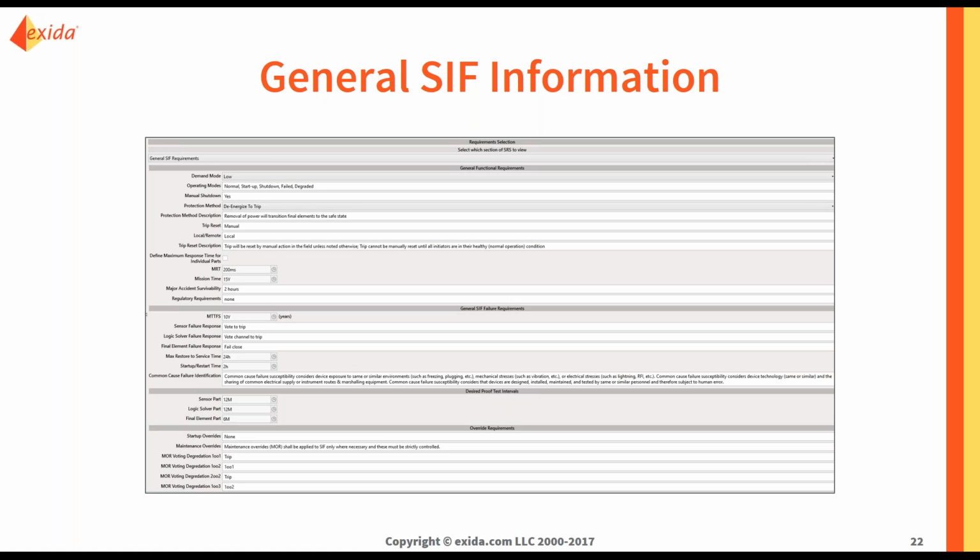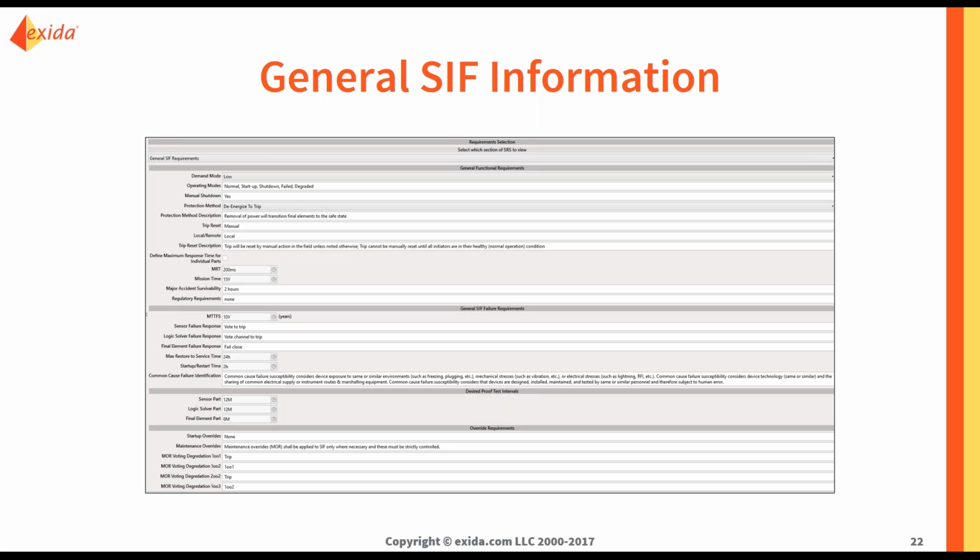So we have general functional requirements, the demand mode, the operating modes, manual shutdown, protection method, trip reset, etc. You have your mission time, your major accident survivability, your mean time to fail spurious, etc. Maximum restore to service time, that's your MTTR, the restart time, startup time, etc. And then your desired proof test intervals. So again, these are things that you will need in the design phase. Some of them may change, but it is important to document them and communicate that information.